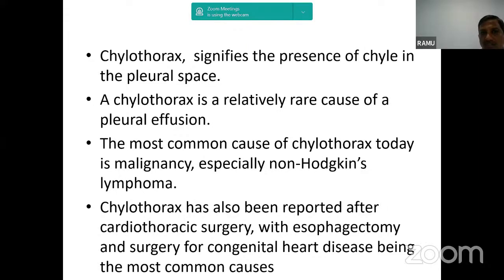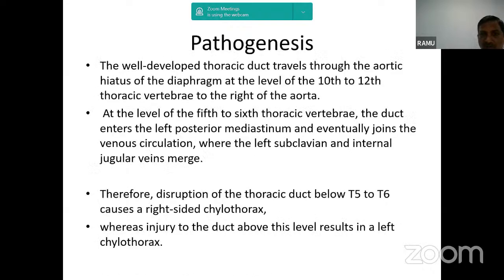Chylothorax is one of the rare causes of pleural effusion. The most common cause is malignancy, especially non-Hodgkin's lymphoma. Chylothorax after cardiothoracic surgeries, esophagectomy, and surgery for congenital heart disease is the most common traumatic cause. Pathogenesis: the well-developed thoracic duct travels through the aortic hiatus of the diaphragm at the level of the 10th to 12th thoracic vertebrae, to the right of the aorta.